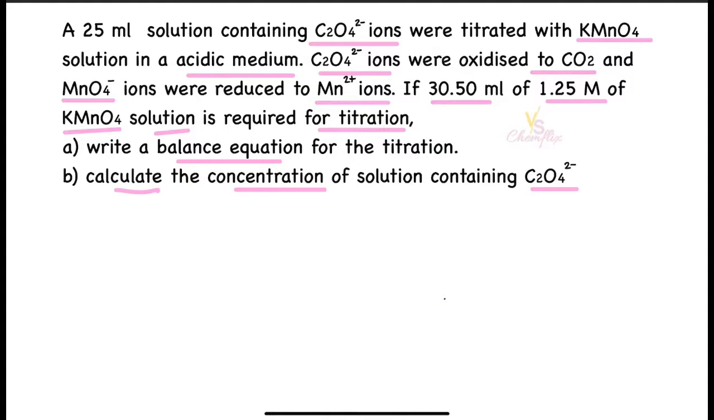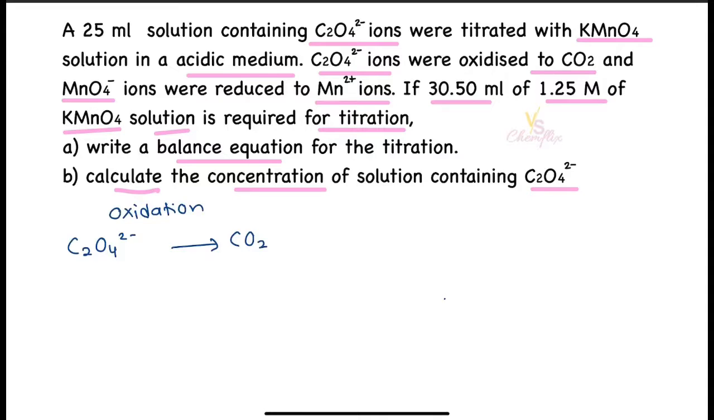So as you can see, this question has two parts, and let's attempt the first part, which is to write a balanced equation for the titration. In order to write a balanced equation, first you are required to divide and balance the half equations for the oxidation and reduction processes. So let's do that. For oxidation, it would be the conversion of C2O4 2- ion into carbon dioxide. This is given in the question.